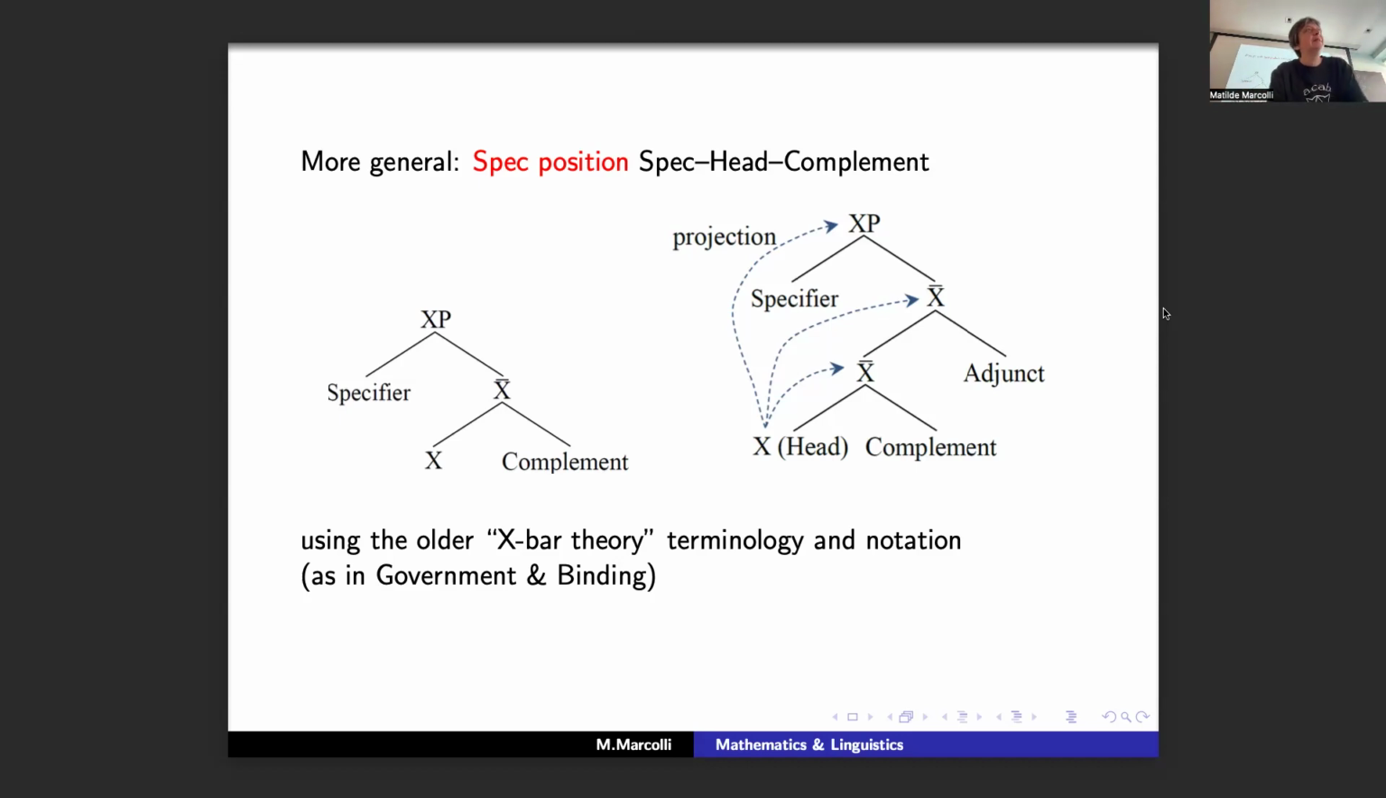And sorry, what does XP stand for? Is it X? In this terminology, one would just have X for different types of phrases, like something is a verb phrase or a noun phrase.